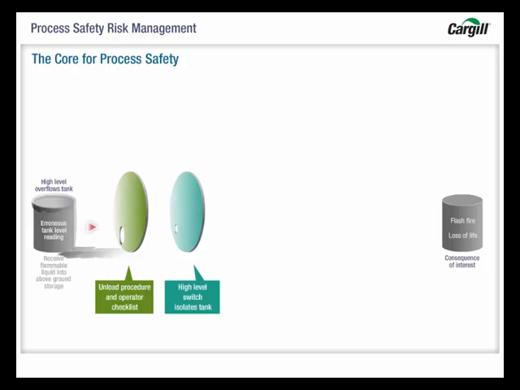If the first and second layer of protection fails to stop the progression of the deviation, then the tank will overflow into the surrounding diked area. We call this loss of primary containment. Once we lose primary containment, there are many factors that can affect how the scenario progresses.